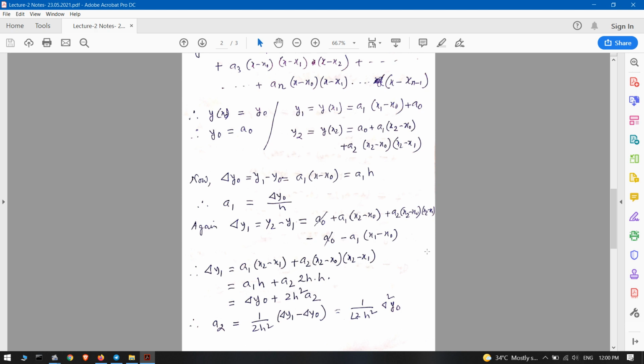Similarly, we can write y of x2, that is a naught plus a1 into x2 minus x naught plus a2 into x2 minus x naught into x2 minus x1, and the remaining terms, if you put x equal to x2, all become 0. So similarly, we can calculate y3, y4, yn, etc. using the same method. Okay. Any question after this?